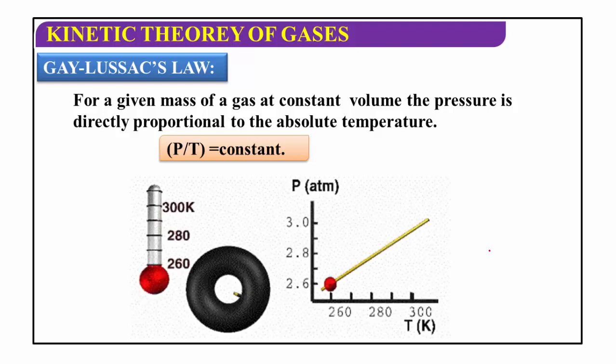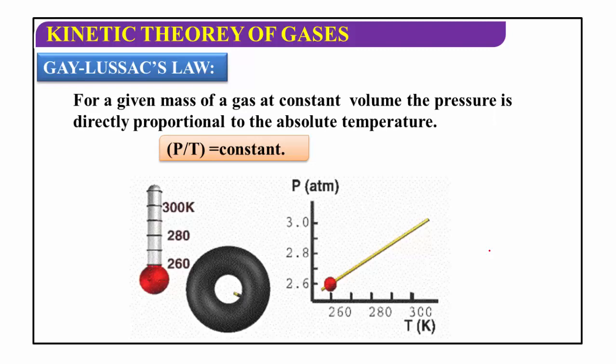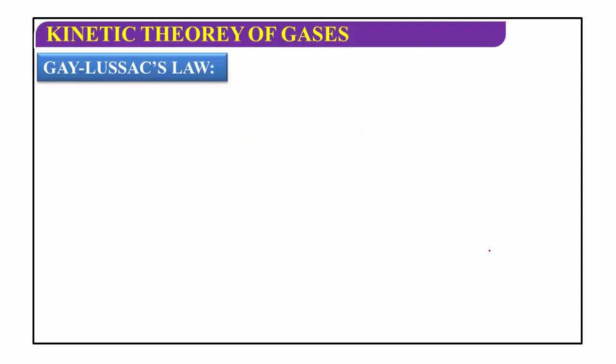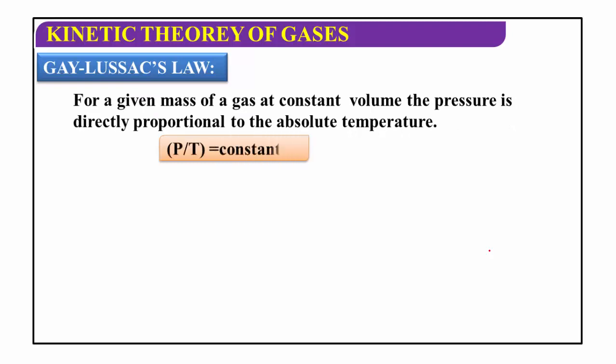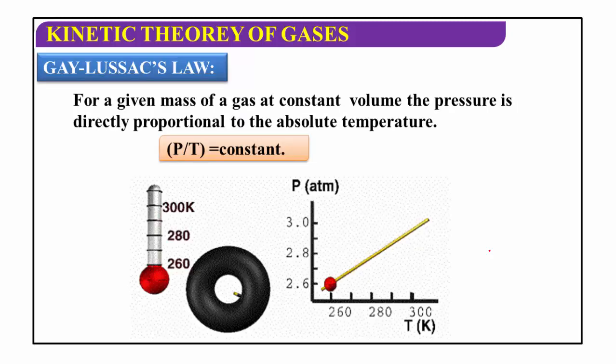Here is a phenomenon, observe it. Pressure is directly proportional to the temperature. Directly proportional to the temperature, then it is called Gay-Lussac's law. At a constant volume, the pressure is directly proportional to the temperature. This is called Gay-Lussac's law. If the temperature increases, the pressure also increases. If the temperature decreases, the pressure also decreases at a constant volume.